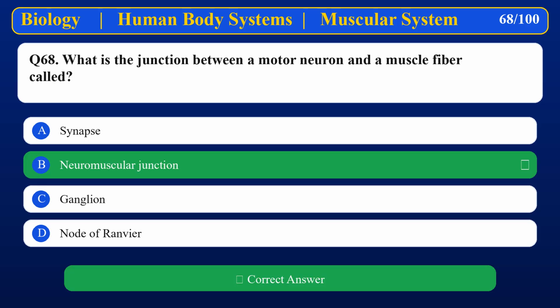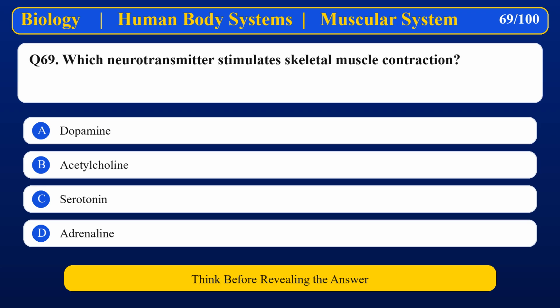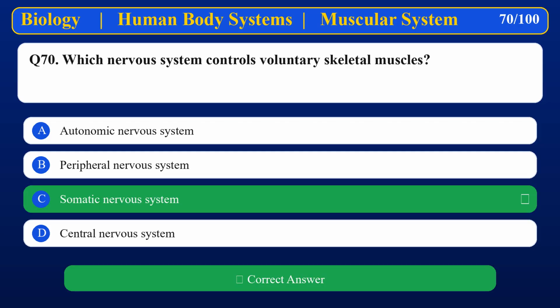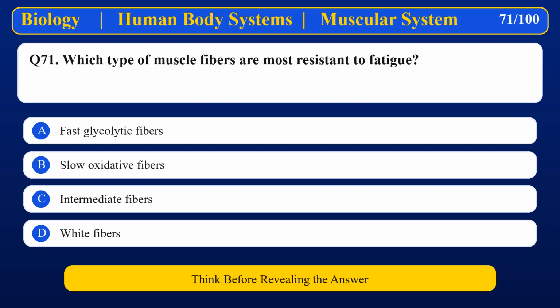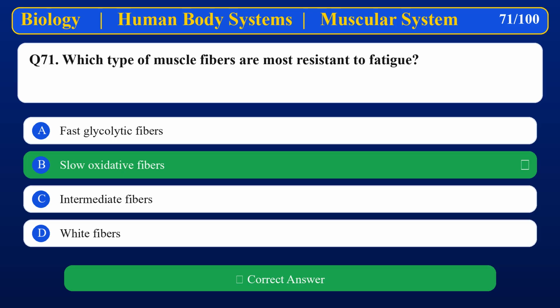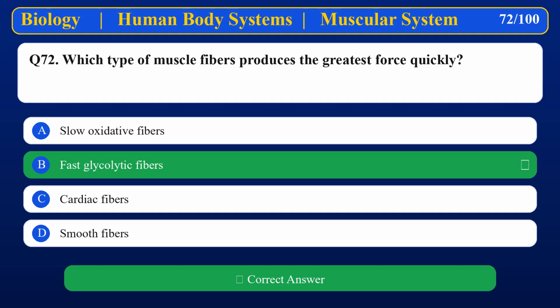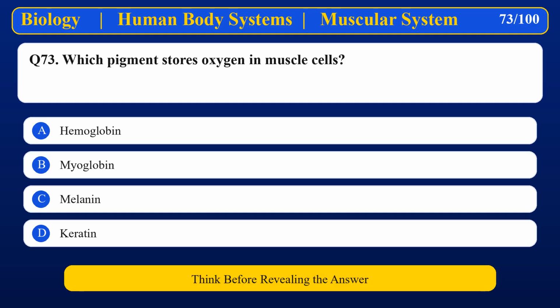Neuromuscular junction. Which neurotransmitter stimulates skeletal muscle contraction? Acetylcholine. Which nervous system controls voluntary skeletal muscles? Somatic nervous system. Which type of muscle fibers are most resistant to fatigue? Slow oxidative fibers. Which type of muscle fibers produces the greatest force quickly? Fast glycolytic fibers. Which pigment stores oxygen in muscle cells?